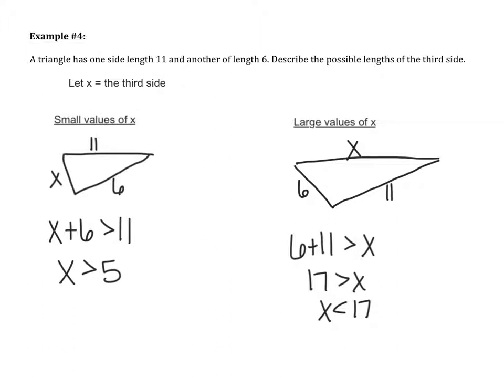So if you are going to be greater than 5 and less than 17 at the same time, that means that third side has to be between 5 and 17. And again, that would be my final answer. The length of the third side must be between 5 and 17, according to the triangle inequality theorem that we saw on the previous slide.